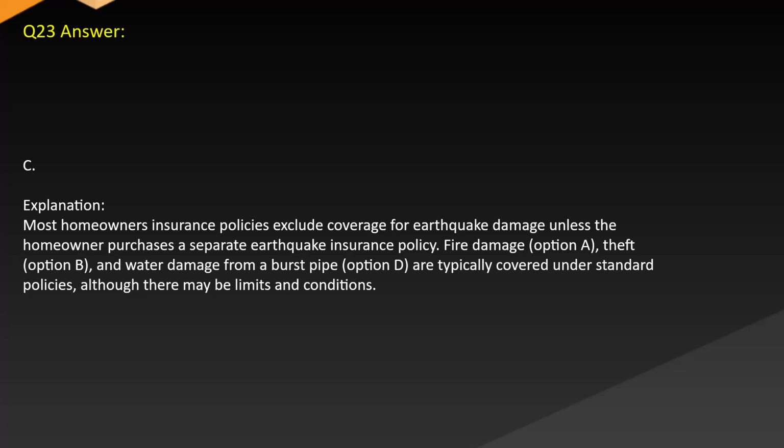Answer C. Explanation. Most homeowners' insurance policies exclude coverage for earthquake damage unless the homeowner purchases a separate earthquake insurance policy. Fire damage, option A, theft, option B, and water damage from a burst pipe, option D, are typically covered under standard policies, although there may be limits and conditions.